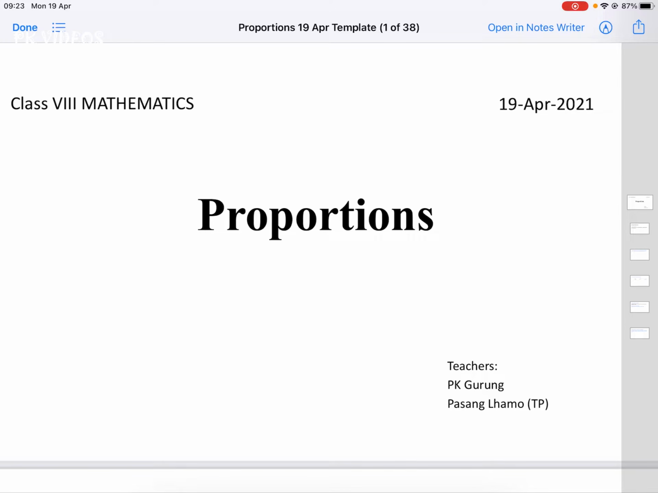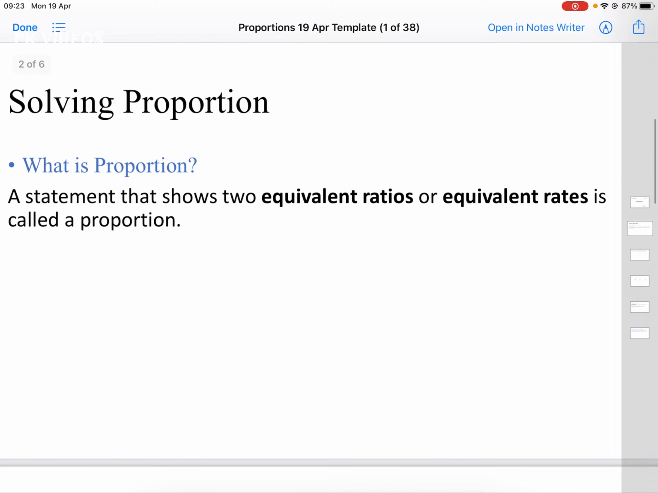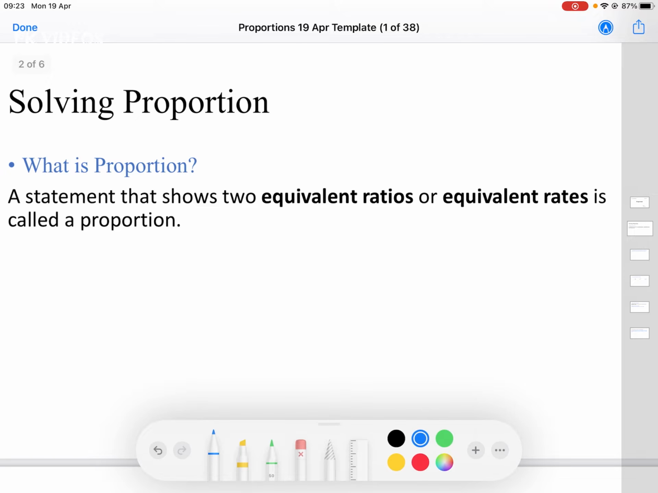Hello everyone. Today we'll be looking at the topic proportions. First of all, we need to understand what a proportion is. A statement that shows two equivalent ratios or equivalent rates is called a proportion. Let us see some examples.